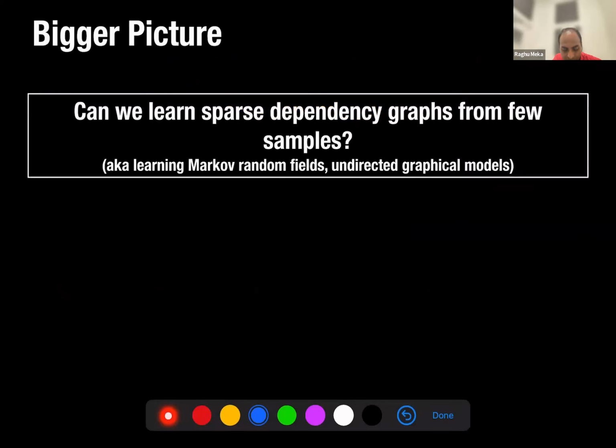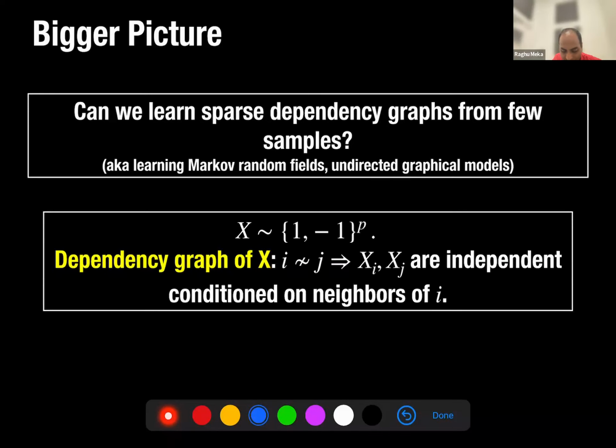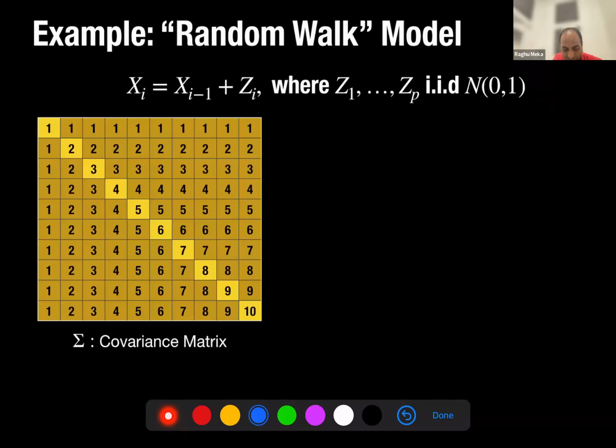Okay. So the bigger picture, just to recall, is can we learn sparse dependency graphs from few samples, like learning Markov random fields and vector graphical models. And earlier we saw how to do this if you had discrete random variables, right? If you had random variables of 1 or -1, and you had pairwise Markov random fields, we could do it via Sparsitron, right? And today we're going to do something similar, or hoping to do something similar for GGMs, all right?